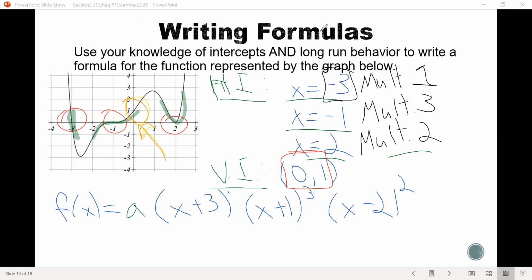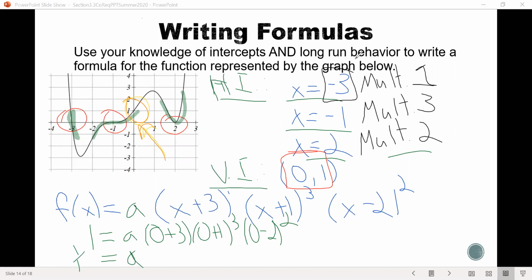And so we take that point, (0, 1), and plug it in. So we know that it gives us an output of 1. And then we input 0 everywhere. So we have a times (0 plus 3) times (0 plus 1) cubed times (0 minus 2) squared. And we would solve for a, which in this case, it looks like we would end up with a equals 1/12. Okay, and you can stop the video and double check how I got that.